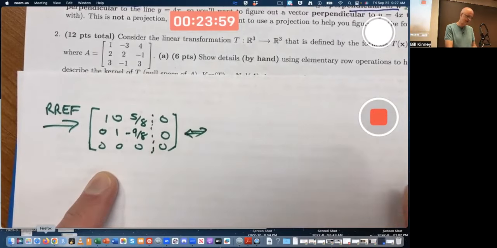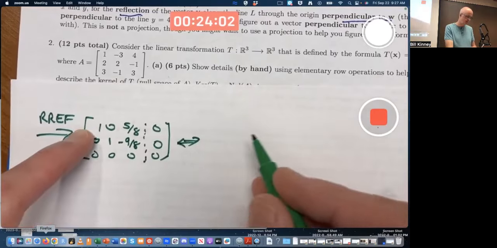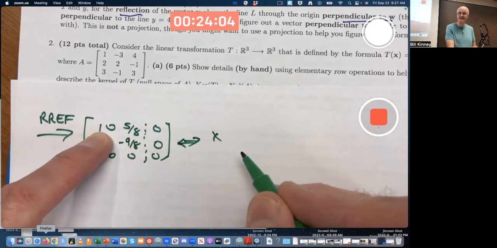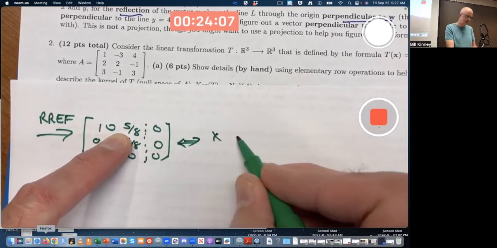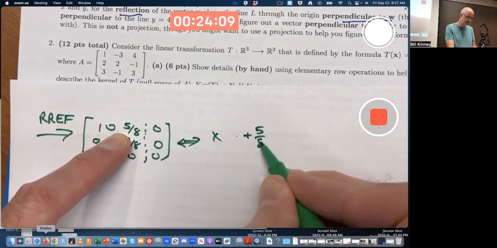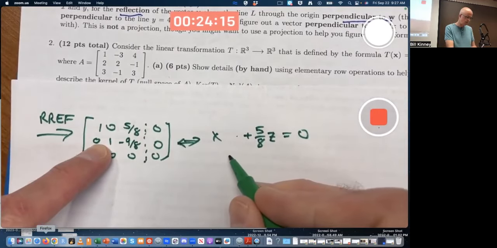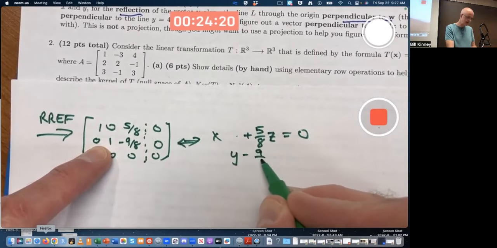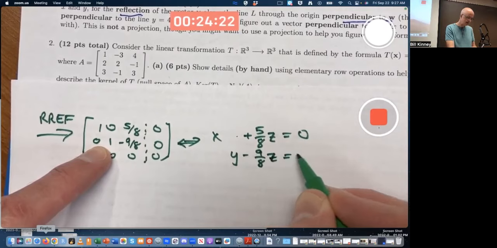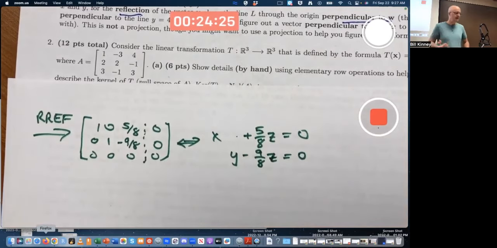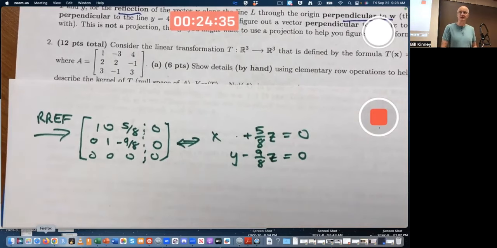What is this equivalent to as a system of equations? First equation would be x plus 0y plus 5/8 z equals 0. Second equation would be 0 times x is 0, 1 times y is y, minus 9/8 z equals 0. You've got a free variable here because the bottom row doesn't have a 1, it's all zeros. Z is the free variable.